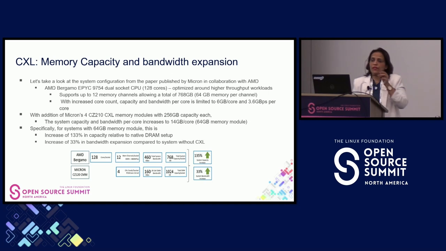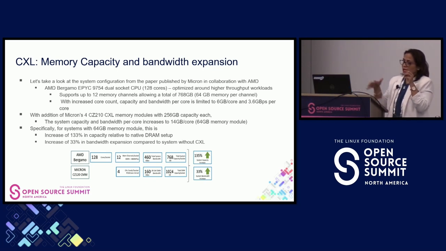So to give an idea of how CXL memory capacity and bandwidth expansion happens, let's take a look at a system configuration. I've taken this example from the paper published by Micron in collaboration with AMD, where the configuration is an AMD Bergamo system with a dual socket CPU and 128 cores, optimized for high throughput workloads. It supports up to 12 memory channels, allowing a total of 768 gigabytes of memory, considering 64 GB per memory channel. With the increased core count of 128, the capacity and bandwidth per core gets limited to 6 Gbps per core.